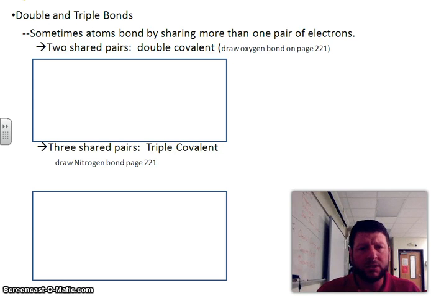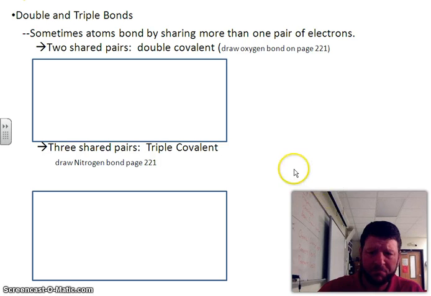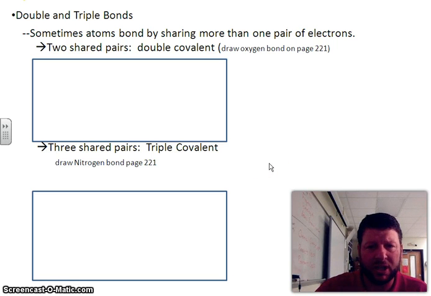Now, one note, in very large molecules, you can have some atoms bonded to another atom as a single bond, and then other atoms bonded within the same molecule to other atoms as double or triple bonds. So you can have multiple types of bonds within molecules. Okay? And also note that there is no such thing as a quad bond or 4 shared pairs.